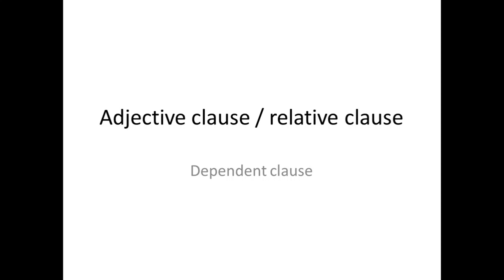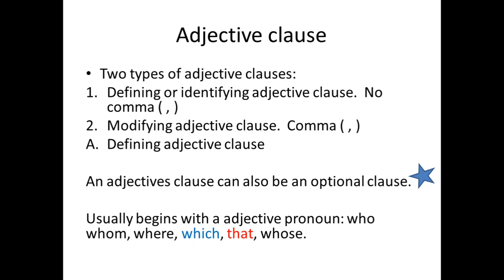So for today we're going to talk about adjective clause, or we can say relative clause, which is the second type of dependent clause. So let's find out what it is. First of all, we have two types of adjective clauses. The first one we call defining or identifying adjective clause. And the second type of adjective clause is modifying adjective clause.